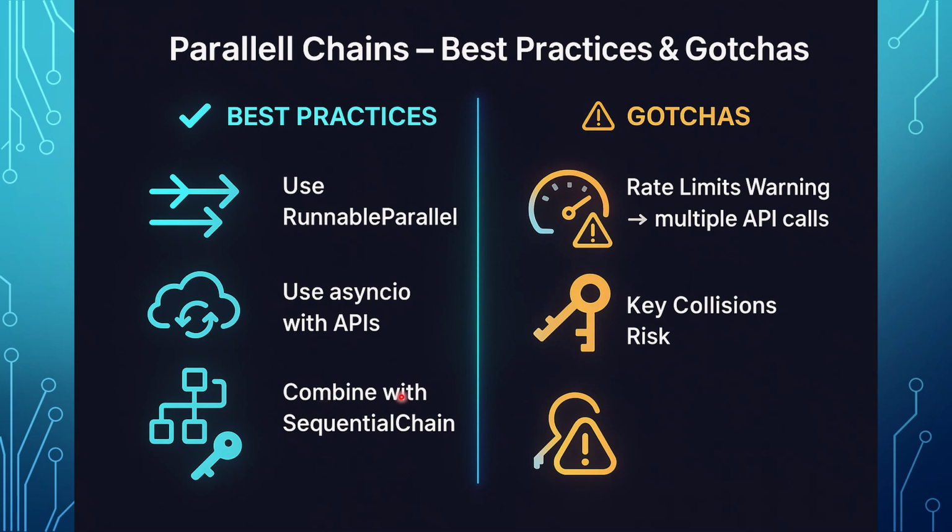Then always use output keys in the chains whenever you're running in parallel, so that you can avoid key collisions. And also be mindful of the rate limits, because parallel means multiple API calls at once. So you'll have to be very careful when using parallel execution as well.